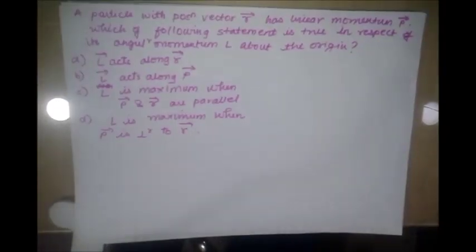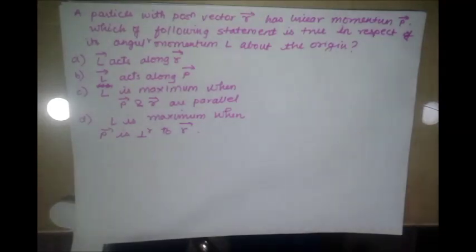A particle with position vector r has linear momentum p bar. Which of the following statements is true with respect to its angular momentum L about the origin? Option A, L acts along R. Option B, L acts along P. Option C, L is maximum when P bar and R bar are parallel. D, L is maximum when P bar is perpendicular to R bar.